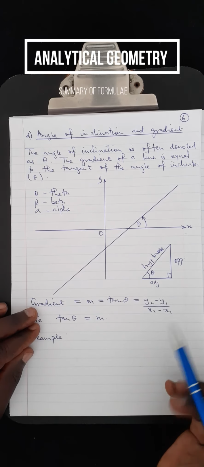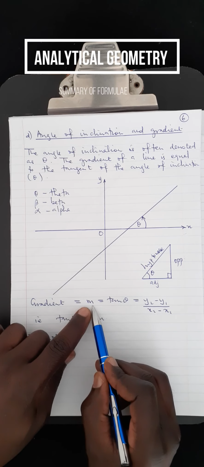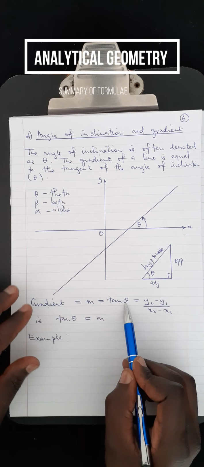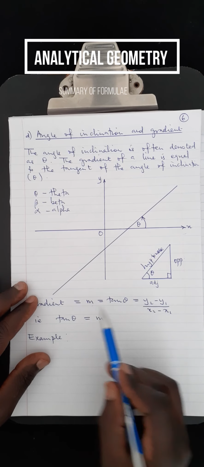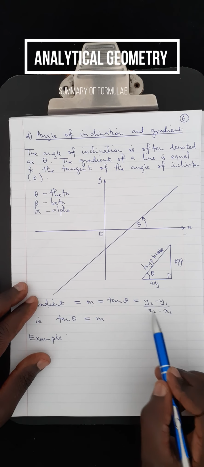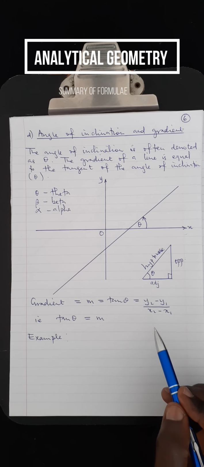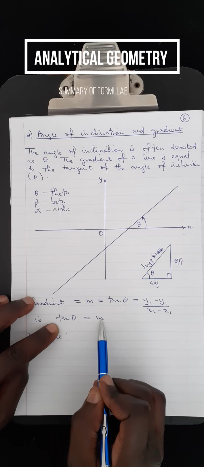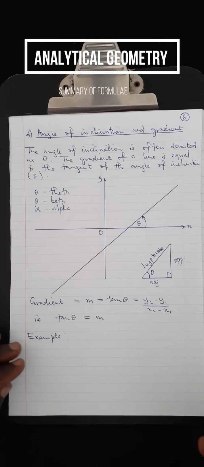But what we are saying is the gradient of a line, which we call m, as we mentioned earlier, is equal to the tangent of the angle. And we know the gradient is calculated as y2 minus y1 over x2 minus x1, as we mentioned earlier. So in short, we are saying that the tangent of an angle theta is equal to the gradient. So how do we use this concept?